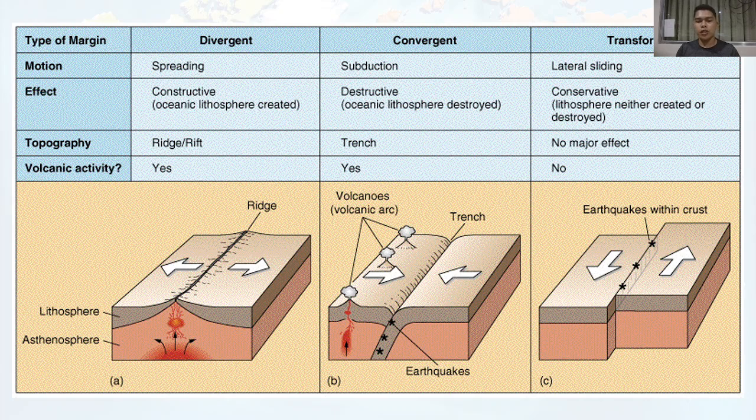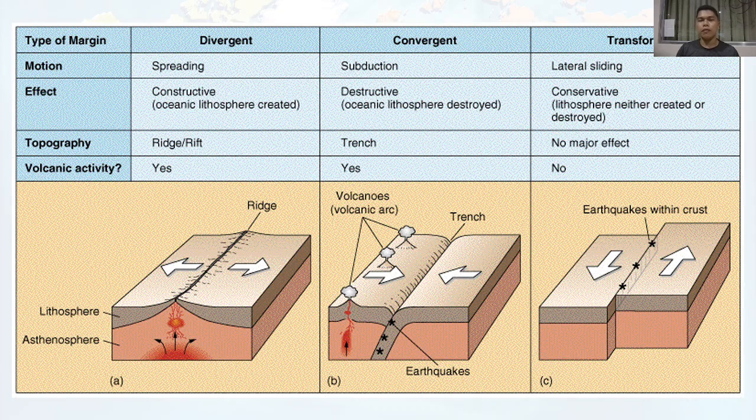For the convergent, two plates move towards each other, while for the divergent, the two plates move away from each other. There is volcanic activity on this one. A ridge will be created. For the convergent, it's a subduction. One of the plates will subduct, going down, and it is destructive. There will be a trench that will be created.